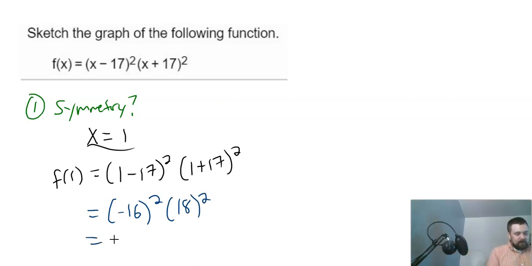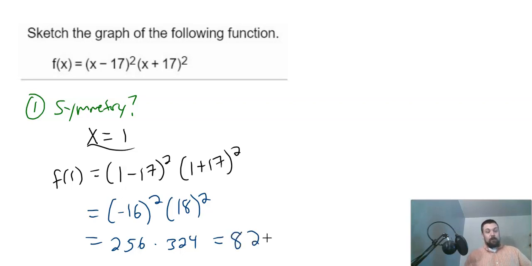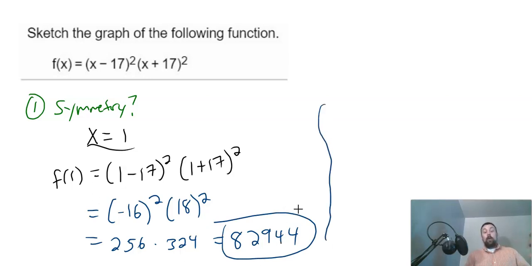So negative 16 squared gives me positive 256 times 18 squared gives me 324. Then I have to multiply those together. 324 times 256, I get this big number, 82944. And that's okay. We don't have to do anything with that number. You just need to know what that number is. So f of 1 is equal to 82,944.